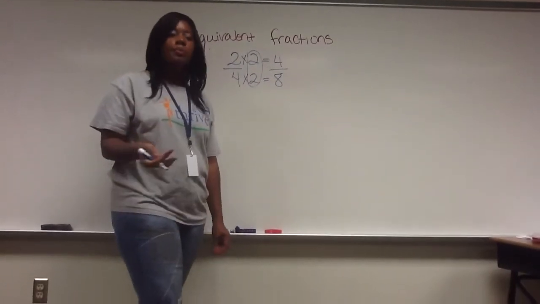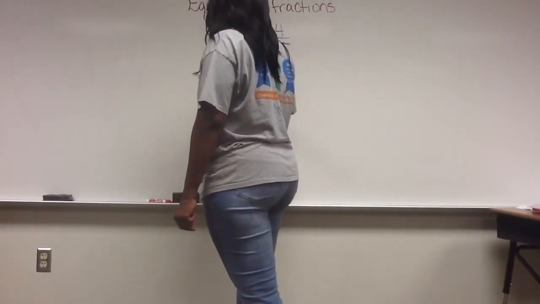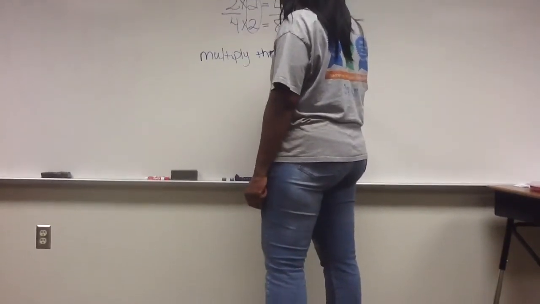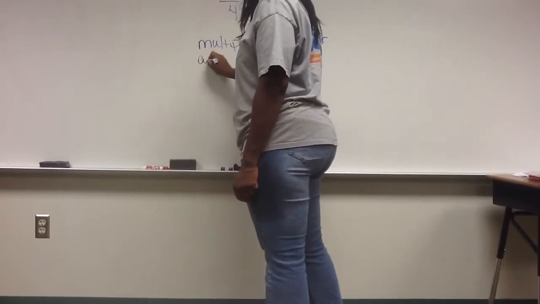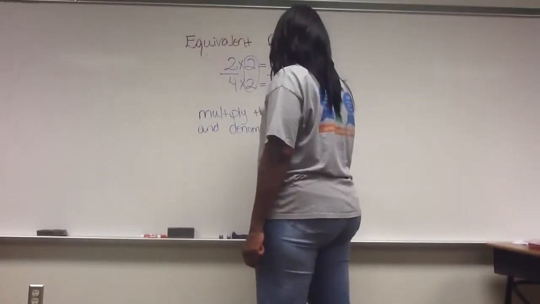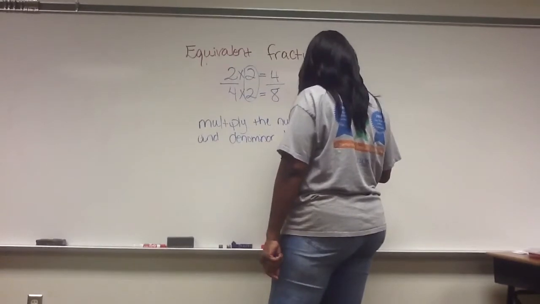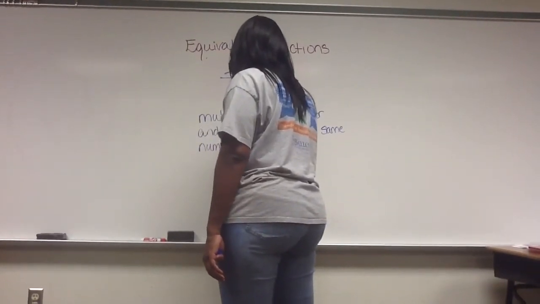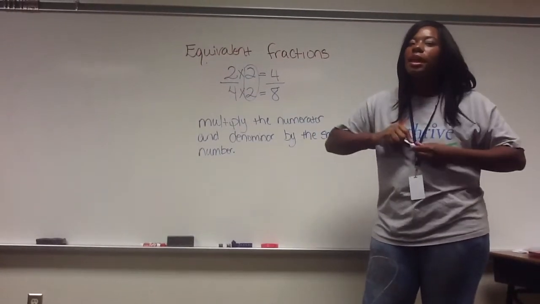So here's the rule. When you're making an equivalent fraction, you can multiply the numerator and denominator by the same number, and you'll create equivalent fractions.